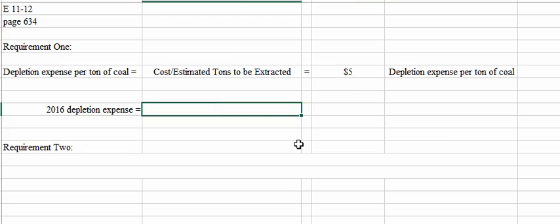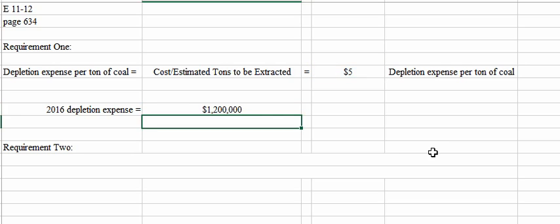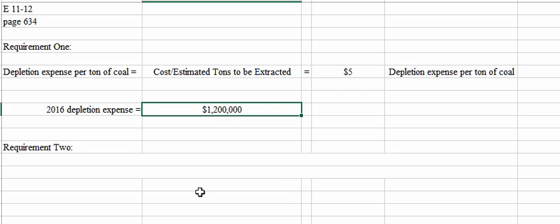Okay, so depletion expense for 2016 would be equal to our $5 rate per ton times how many tons we are extracting in 2016. 240 tons were extracted. It's not what we expect. It's what actually happened. So our depletion expense for 2016 is $1.2 million, just our rate times the number of tons extracted in 2016. Requirement 2 asks us to discuss the accounting treatment of the depletion calculated in requirement 1.